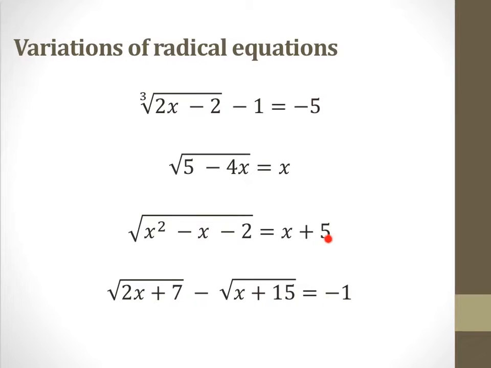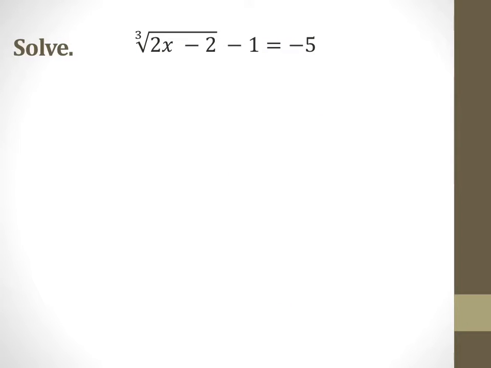Here's a root, and the other side's an expression, not just a variable, and then you have equations that have two roots in them. Let's take a look at each of these four scenarios and see what we can do. With the first one, it's a cube root. We're going to go ahead and add 1 to both sides. On the right-hand side, -5 plus 1 is -4. On the left, we get 2x minus 2.